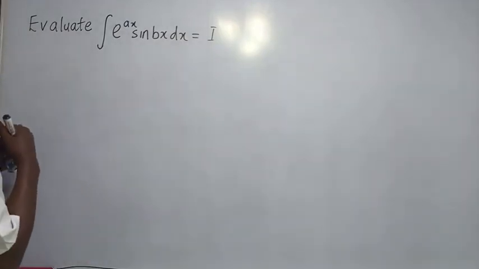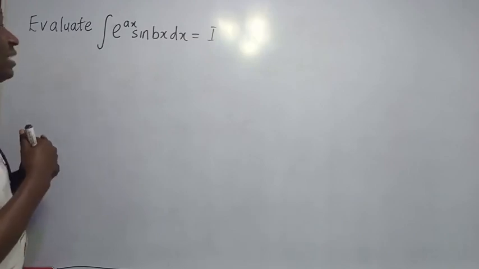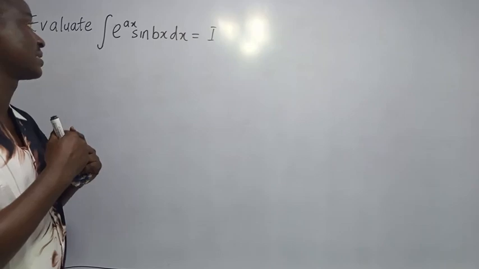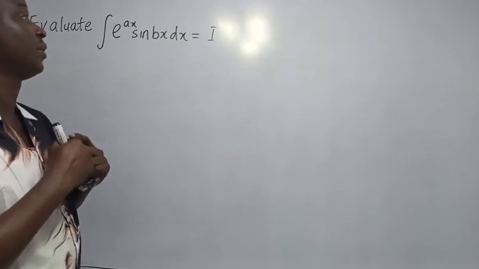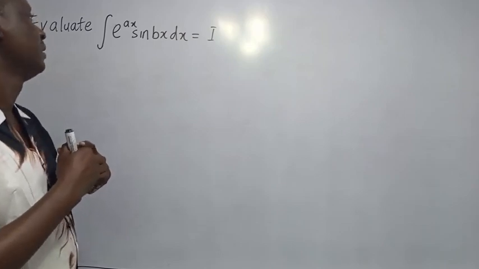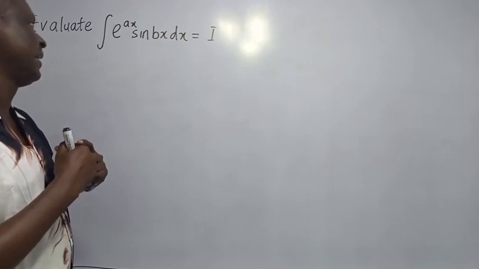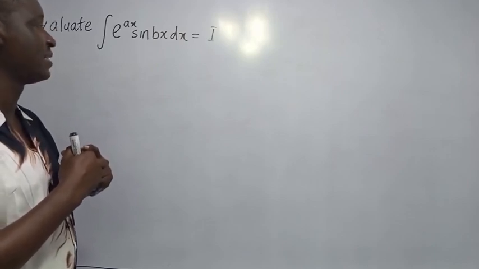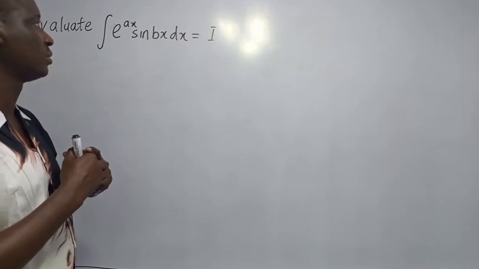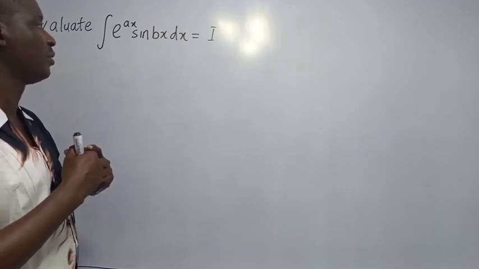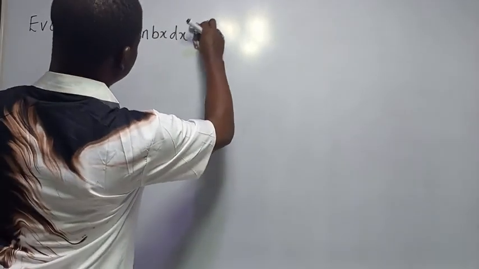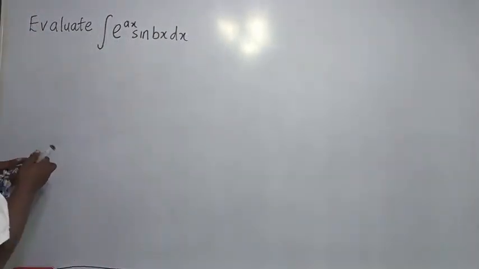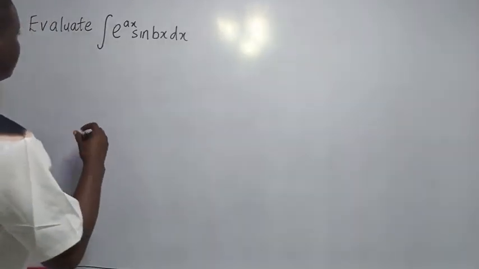Let's solve this question. It says: the integral of e^(ax) sin(bx) dx equals I. That means let us integrate this function. And how do we integrate this function?